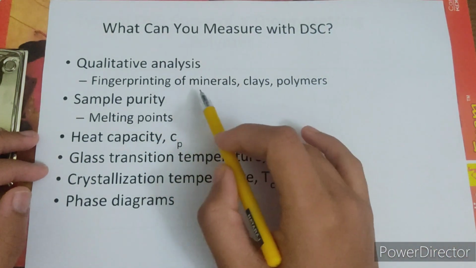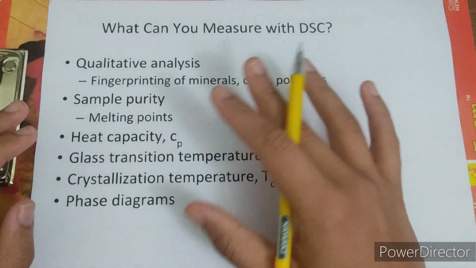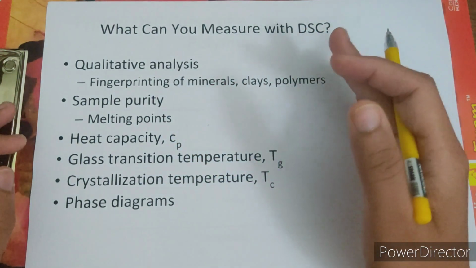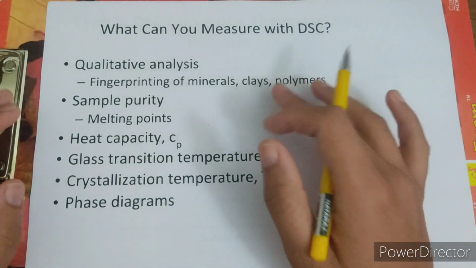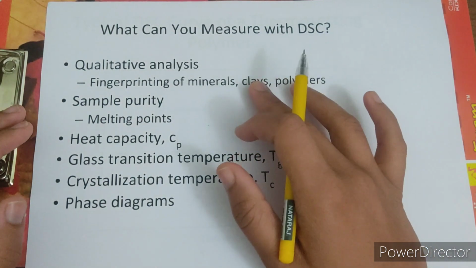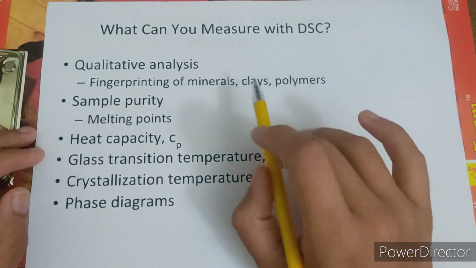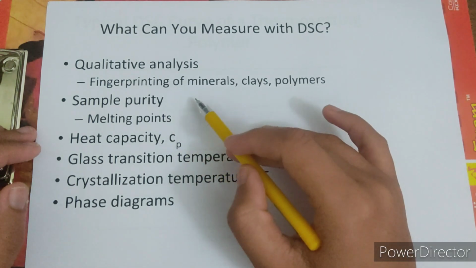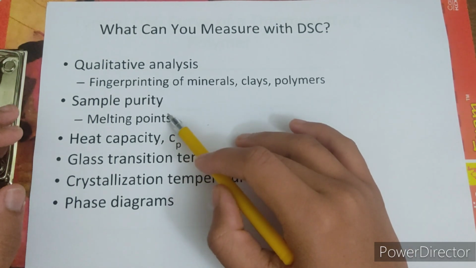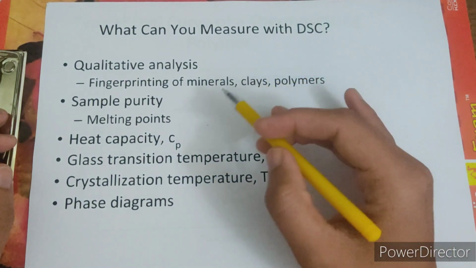DSC is a fingerprint of minerals and layered polymers, because each has a unique curve, like for NMR we say it is unique. Similarly, the DSC curve of each mineral or layered polymer is unique. So the melting point indicates the sample purity. If the sample is highly pure, the melting point will be constant, matching what we have got. Otherwise we can see there is impurity.